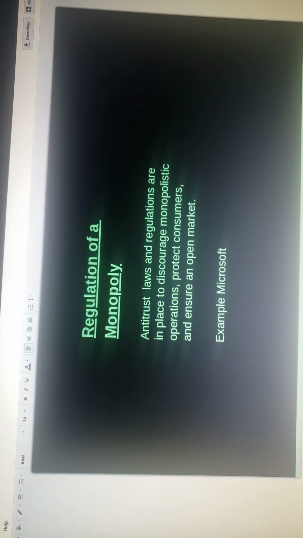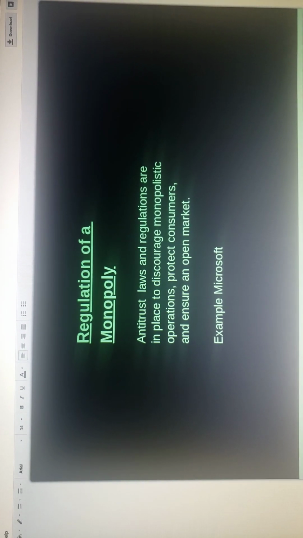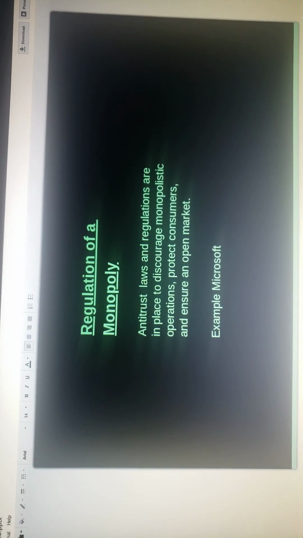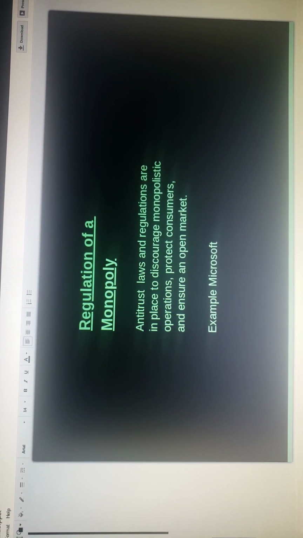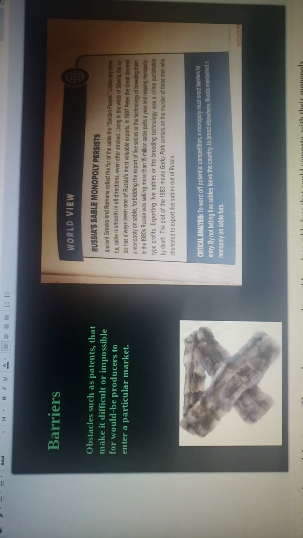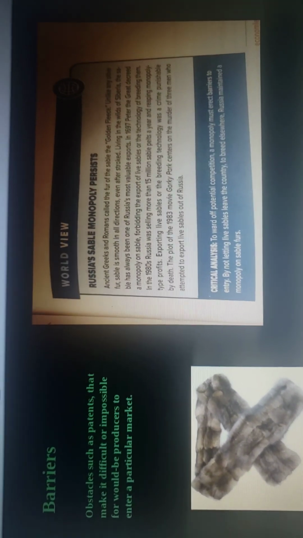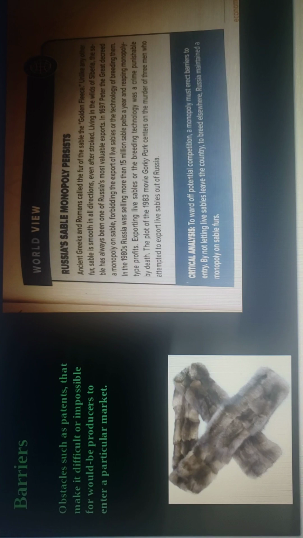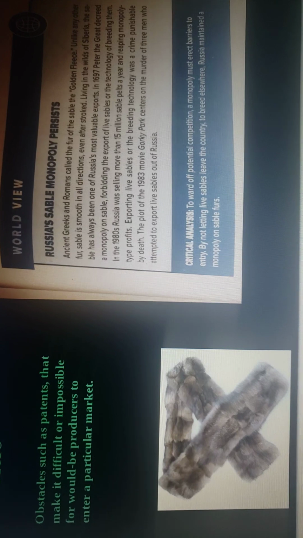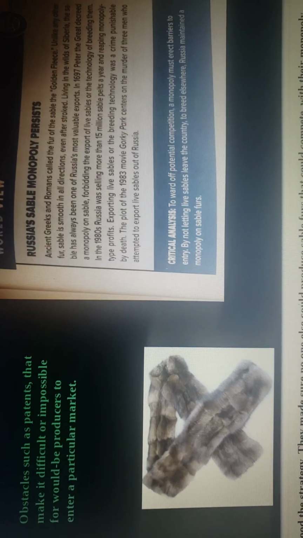Antitrust cases can be prosecuted by state or federal governments. Consumers who suspect a company is violating antitrust laws can contact the Antitrust Division or the Federal Trade Commission at the federal level. One of the barriers, basically obstacles that can stand in the way of competitors getting a piece of the pie, are obstacles such as patents that make it difficult or impossible for would-be producers to enter a particular market.